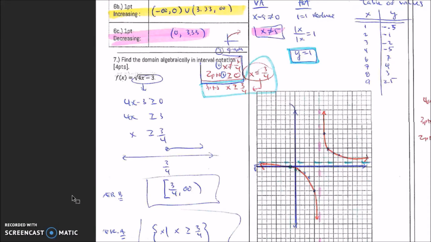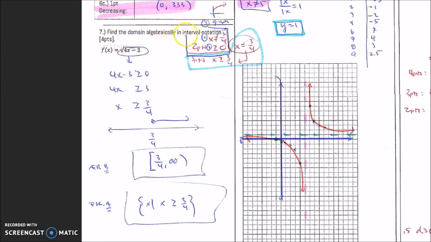For question 7, it says find the domain algebraically in interval notation. So you have a square root problem here, and algebraically means here you have three options. In class we talked about either setting it not equal to 0, greater than or equal to 0, or greater than 0. In this problem, I can make it greater than or equal to 0.